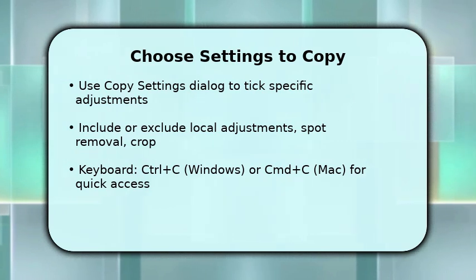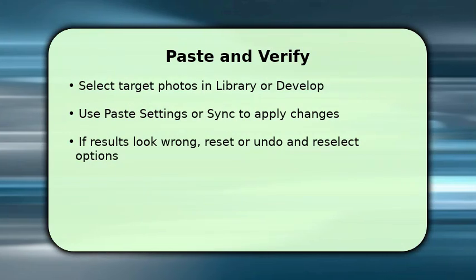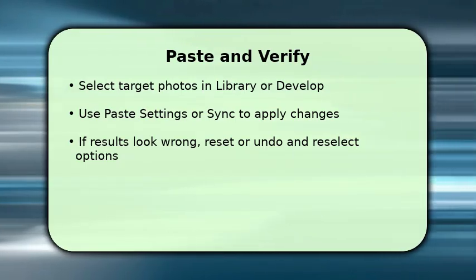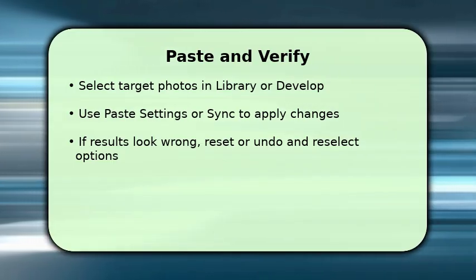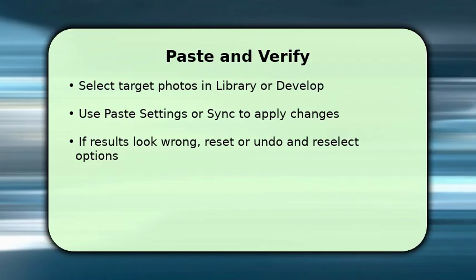Select one or multiple target photos in the library or film strip, then choose Paste Settings or press Sync to push edits to all selected files. After pasting, inspect highlights, shadows, and skin tones to verify consistency. Make local tweaks as necessary. If something looks off, undo immediately and revisit the Copy Settings dialog to adjust which boxes you selected.